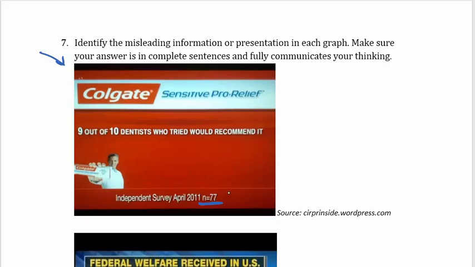It's weird, too, with 77 being the sample size, coming up with a number of 9 out of 10. It would be really hard, in fact impossible, to come up with this 9 out of 10. You would have 9 point something maybe, or 8 point something. Now they've rounded these numbers. Clearly, they've rounded those numbers to make the advertisement more simple.